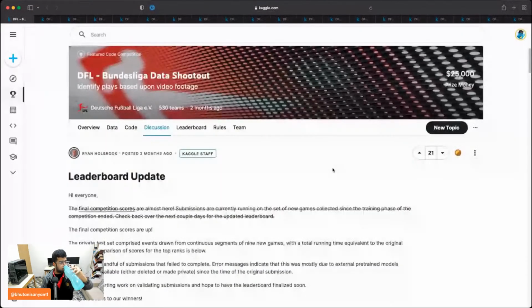I'll switch back to sharing about Kaggle discussions now. Give me 1 second. Select my right window. Make sure I don't share any other window. Awesome.